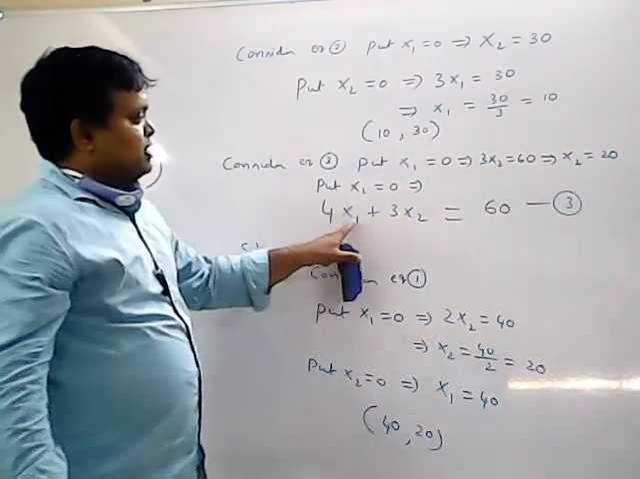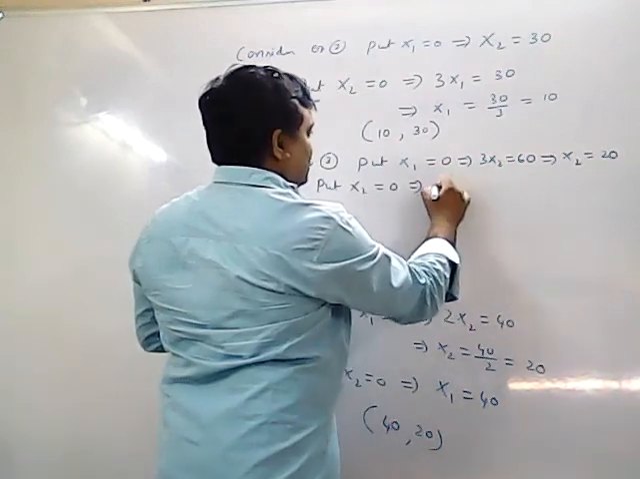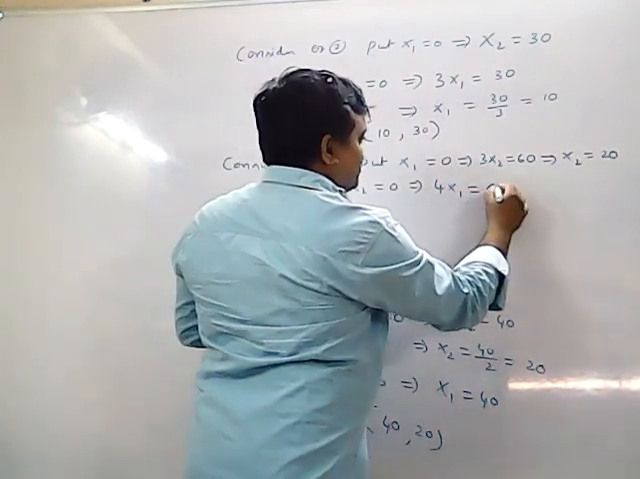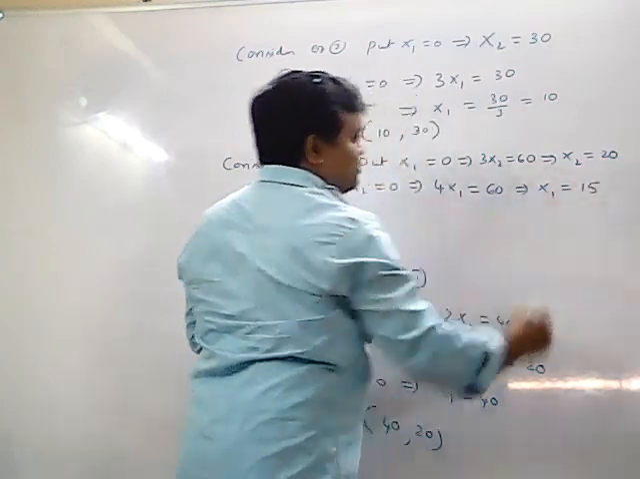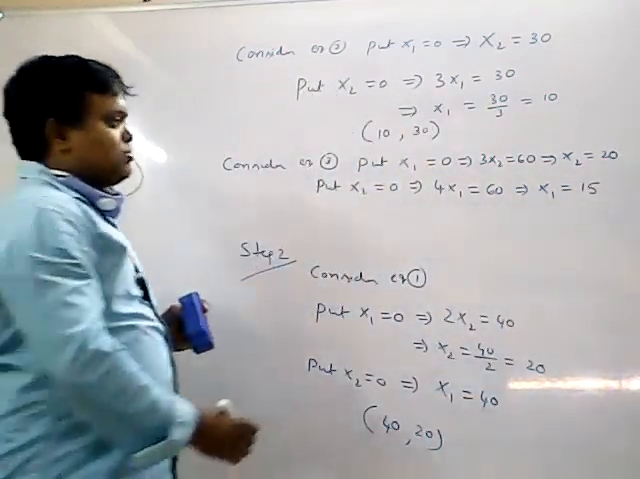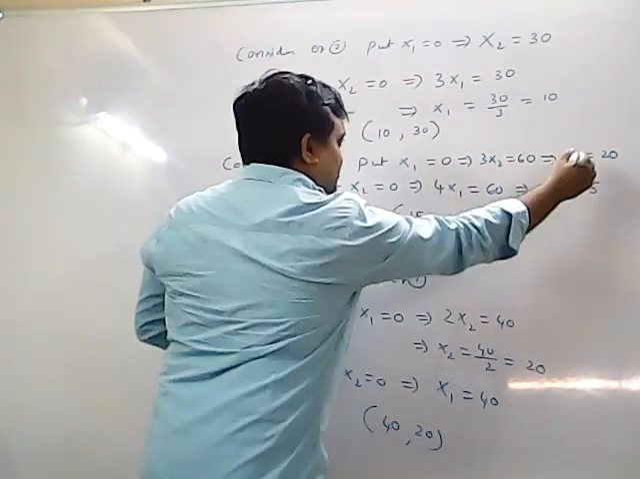x2 equal to 0 means what we will get? 4x1 equal to 60. That means what is the x1 value? 60 divided by 4 means 15. So that means what is the third point? We are getting x1 value is 15, x2 value is 20.